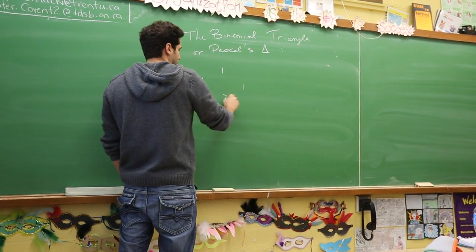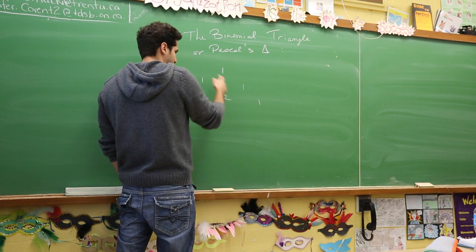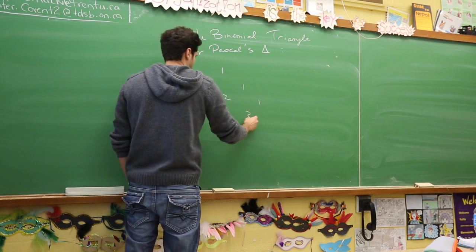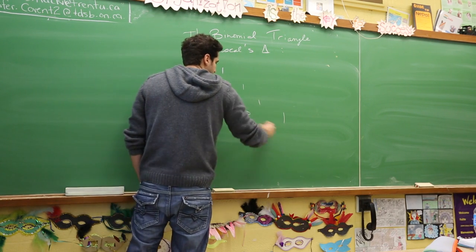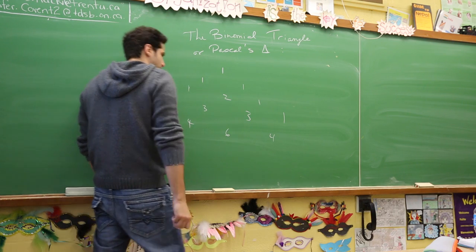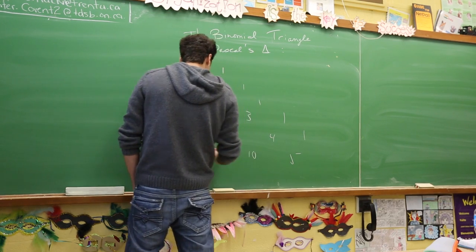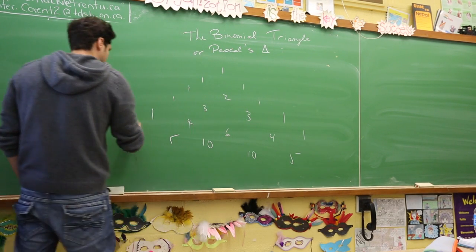You add these two together, you get that. You continue to always write 1s on the outside. Everything is staggered. Add these two, you get 3s. Add 1s on the outside. Add these two together, you get 4, you get 6, you get 4, and you have this pattern that can go on forever.